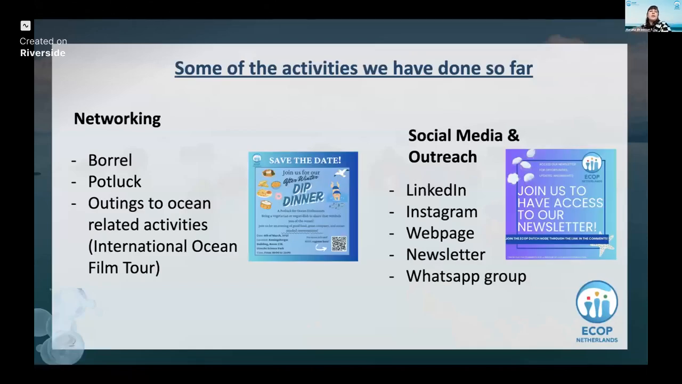Some of the activities that we have done so far for each one of the groups: here in the Netherlands, there is a concept called borrel, which is basically an after-work drinks situation, getting together. So we have organized those types of events for the members of the node, so they can get to know each other. We also organized a potluck. Here is the flyer. And we also have outings related to ocean activities.